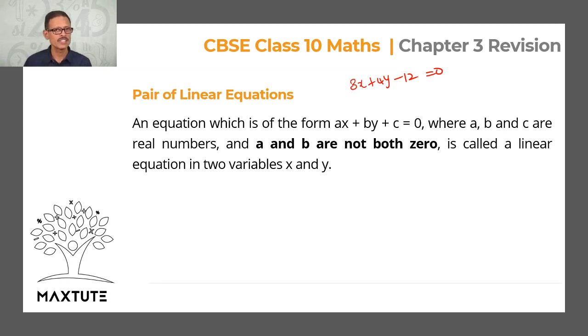Simplifying it, what is a linear equation in two variables? It needs to have two variables, x and y. The power of these two variables should be equal to 1. That's what is a linear equation in two variables.